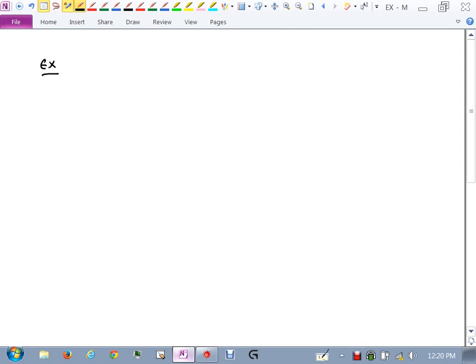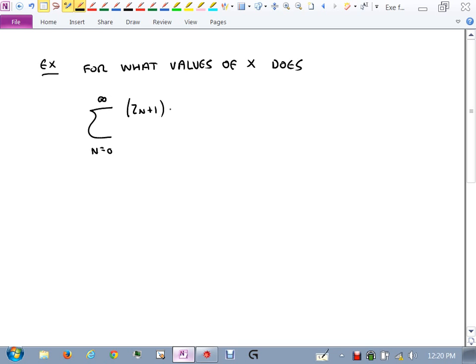Here's our example. I would like for us to find for what values of x does the sum n equals 0 to infinity of (2n plus 1) x to the n over n factorial converge?